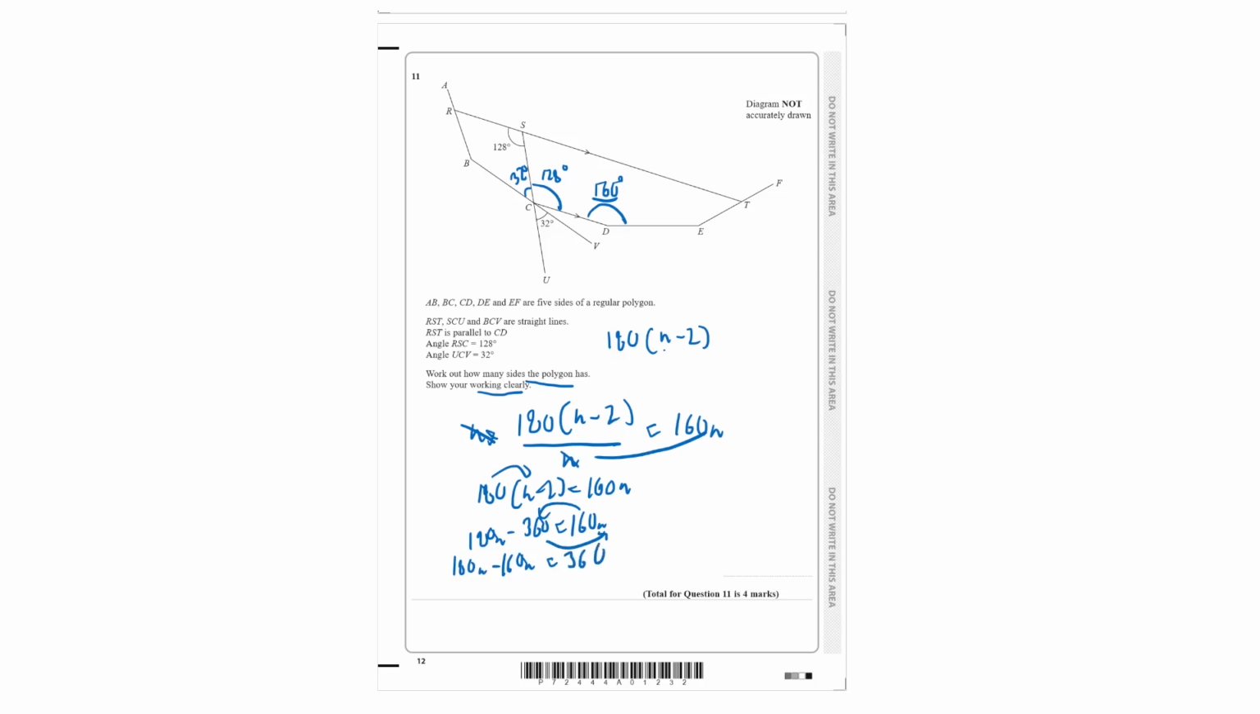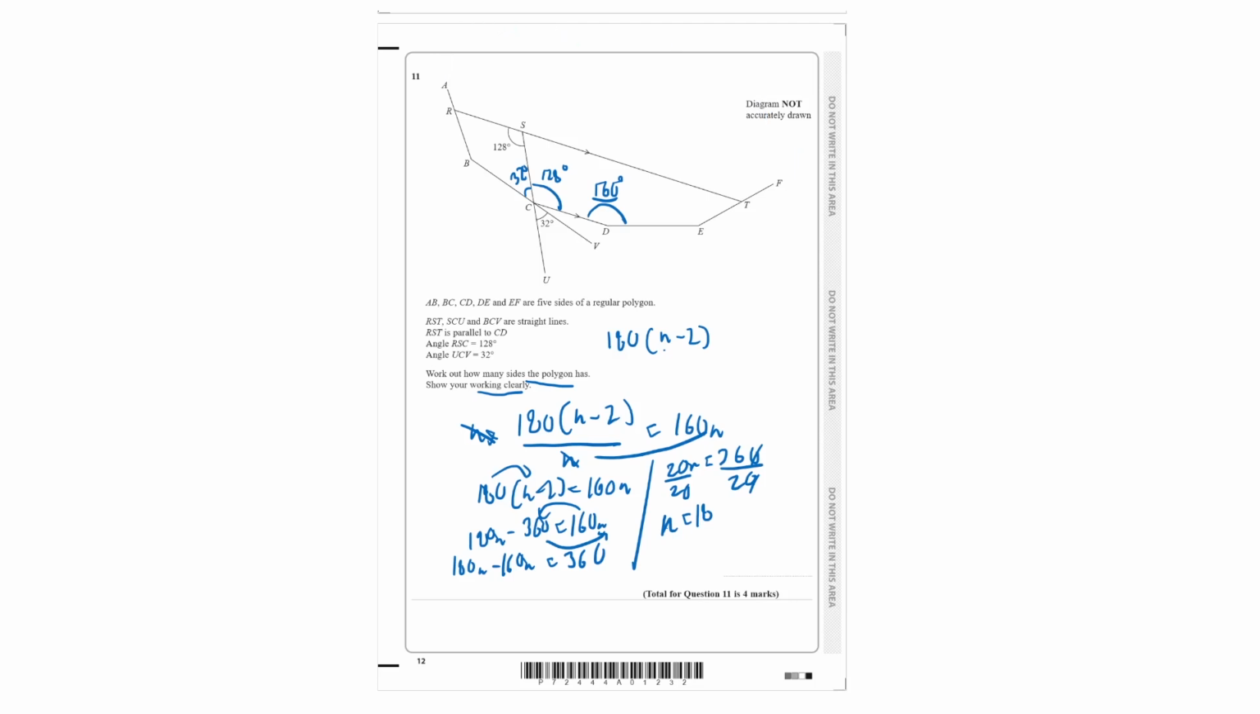That also means that 180n minus 160n is simply 20n, which is equal to 360. Then we can divide both sides by 20. 36 divided by 2 is 18. So that means the number of sides is 18. So this polygon, when extended, will have a total of 18 sides.